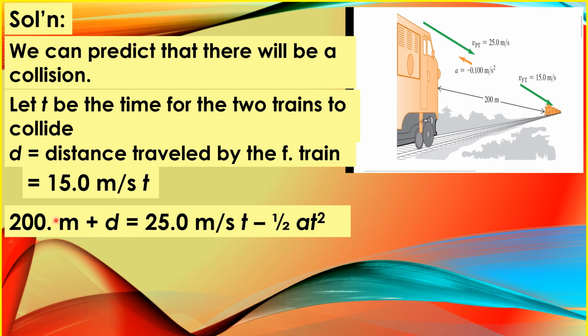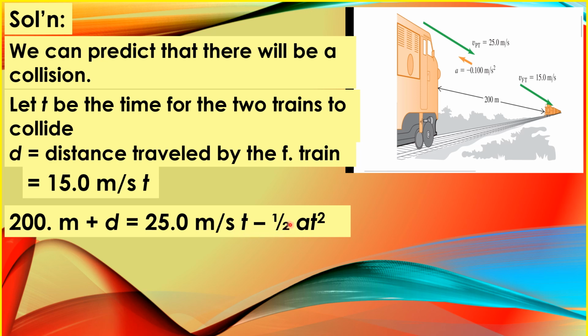So, if small d is the distance that will be traveled by the freight train, when we add that distance to 200 meters, this total distance will be covered by the passenger train. That will be the total distance that the passenger train will be traveling when it starts to decelerate at an initial speed of 25.0 meters per second, for whatever time elapsed small t would be.